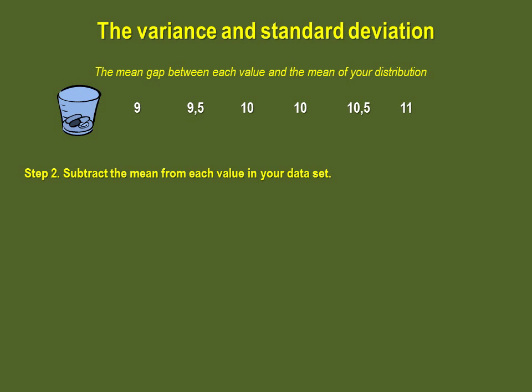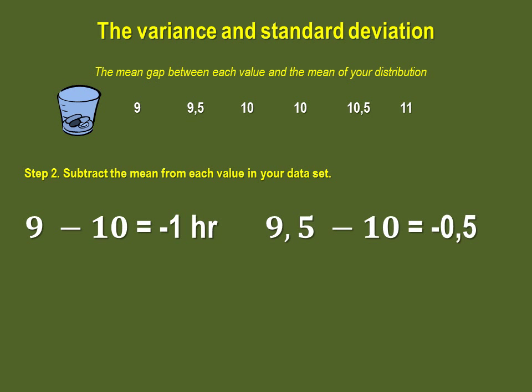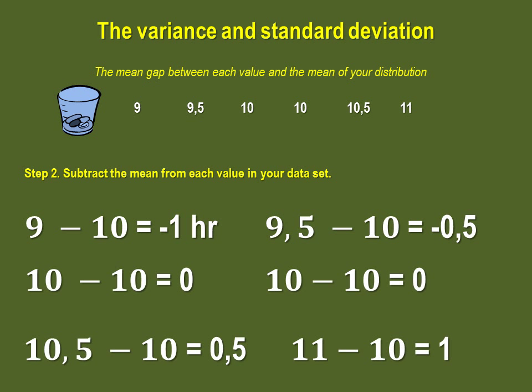Step 2 is to subtract the mean from each value in your dataset. So we start with the first value, 9, to which we subtract 10, gives us -1. Second value is 9.5, to which we subtract 10, gives us -0.5. And we continue for all of the values.